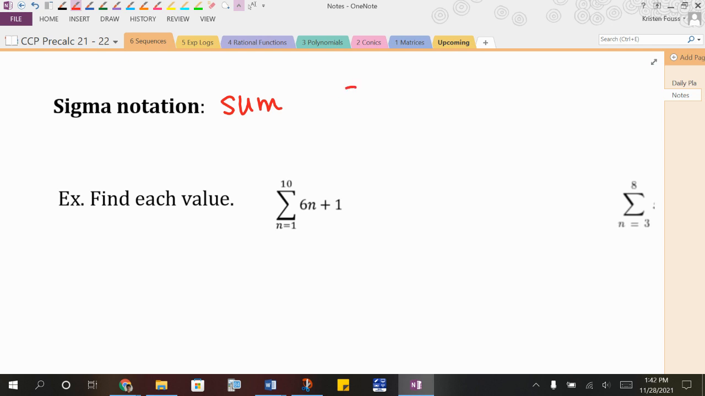Sigma is the Greek letter. It looks like the big E. So you're going to see that. That's an uppercase sigma. Did you know the Greek letters have uppercase and lowercase? Now you do. And when you see it, it literally means add.